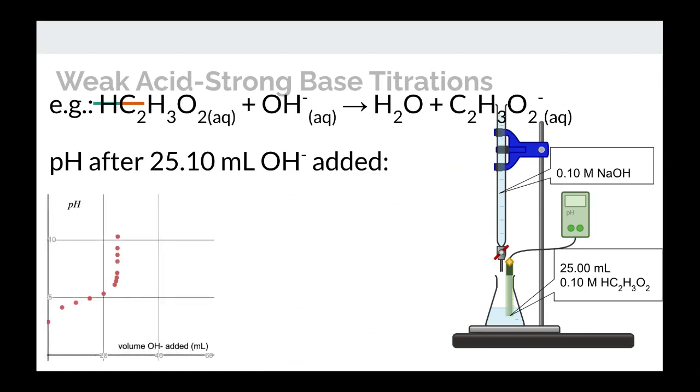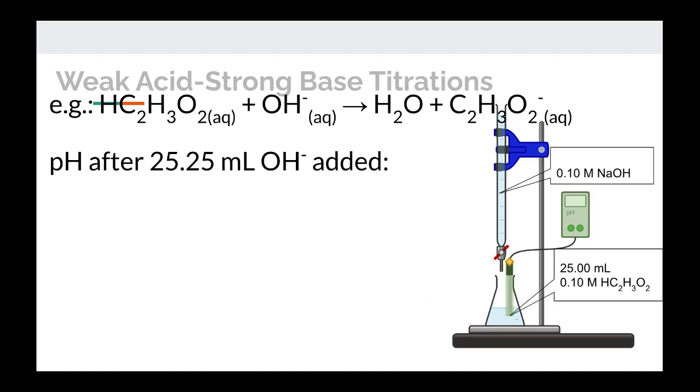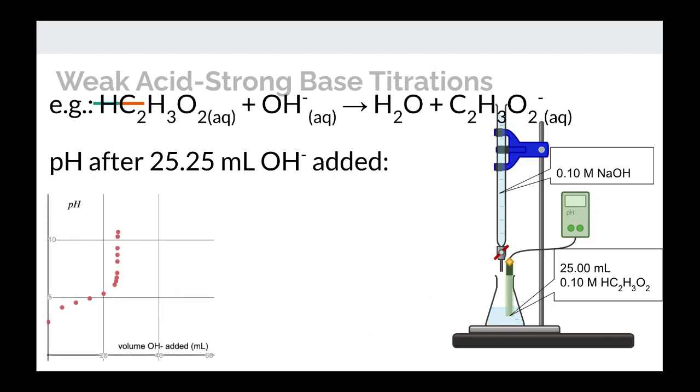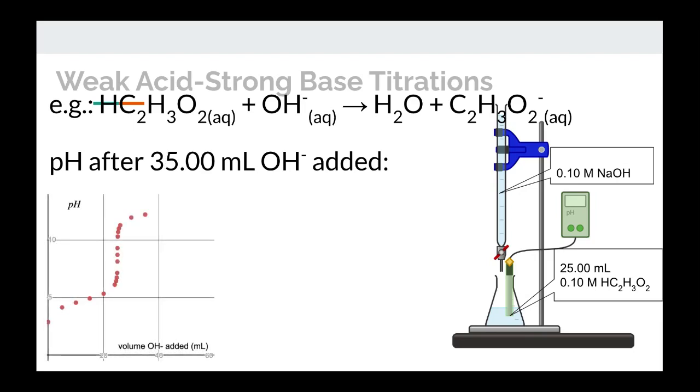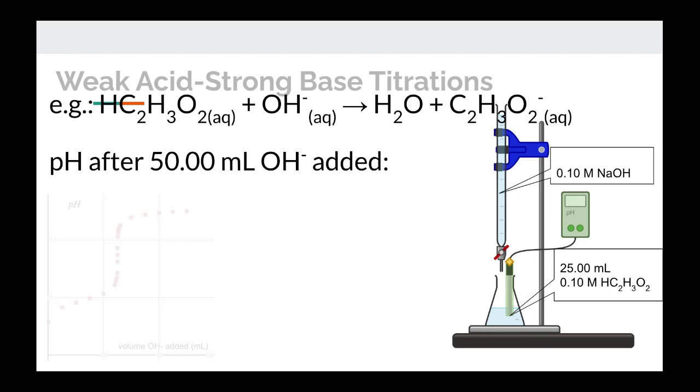25.10 milliliters added, 25.25, 25.50, 26, 30, 35, 40, 45, and we'll stop at 50.